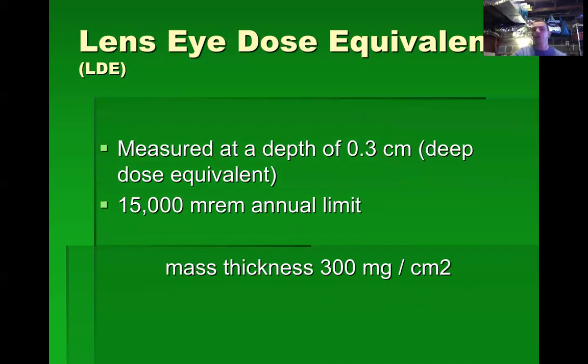Now, lens of the eye is treated differently than every other organ because of the known risk of developing cataracts. So that has its own mass thickness. So it's measured at a little bit different depth. And it also has a different limit. So it's 15 rem as opposed to 50 rem for other organs. And it's also measured at a depth of 0.3 centimeters. So that represents just sensitive structures in the eye.